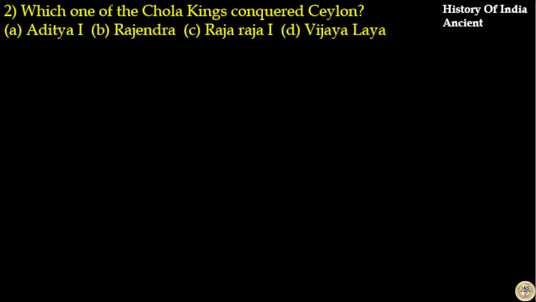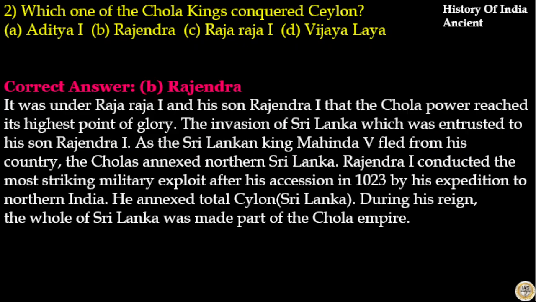Which one of the Chola kings conquered Ceylon? Options are Aditya I, Rajendra, Rajaraja I and Vijayalaya. The answer to this question is option B, Rajendra.